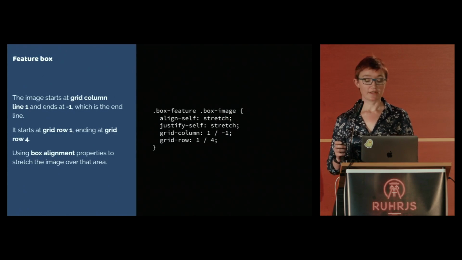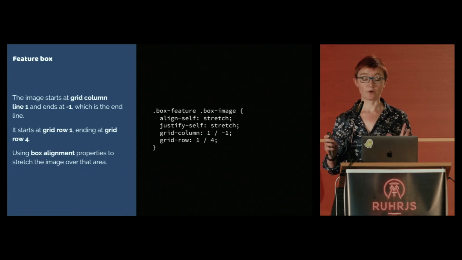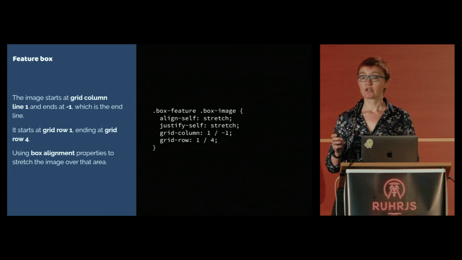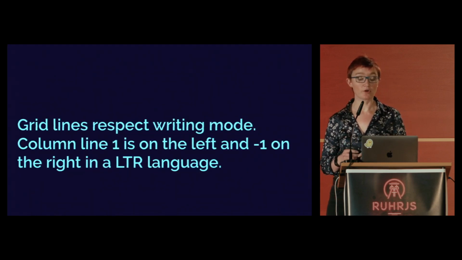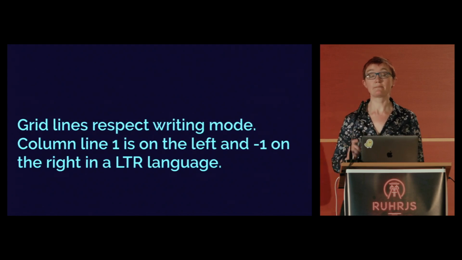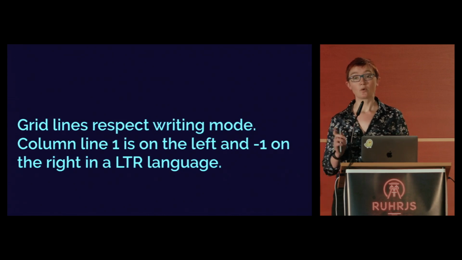So I'm then going to start positioning things on that box. So I'm stretching the image right across the box from column line 1 to column line -1, so the first to the last column line, and then stretching it from row line 1 to row line 4. Something that is worth pointing out, in English, obviously line 1 is on the left, the lines count up from there, -1 is on the right. If we were working in Arabic or any other right-to-left language, line 1 would be on the right-hand side of the grid. New layout methods respect the writing mode of the document.